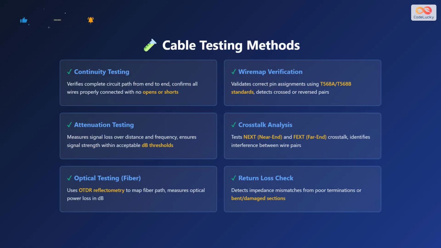Proper cable testing ensures network reliability. Continuity testing verifies that the complete electrical circuit exists from one end to the other and detects any opens or shorts in the wiring. Wiremap verification confirms that each pin is connected according to the T568A or T568B standard wiring patterns, identifying crossed or reversed pairs.